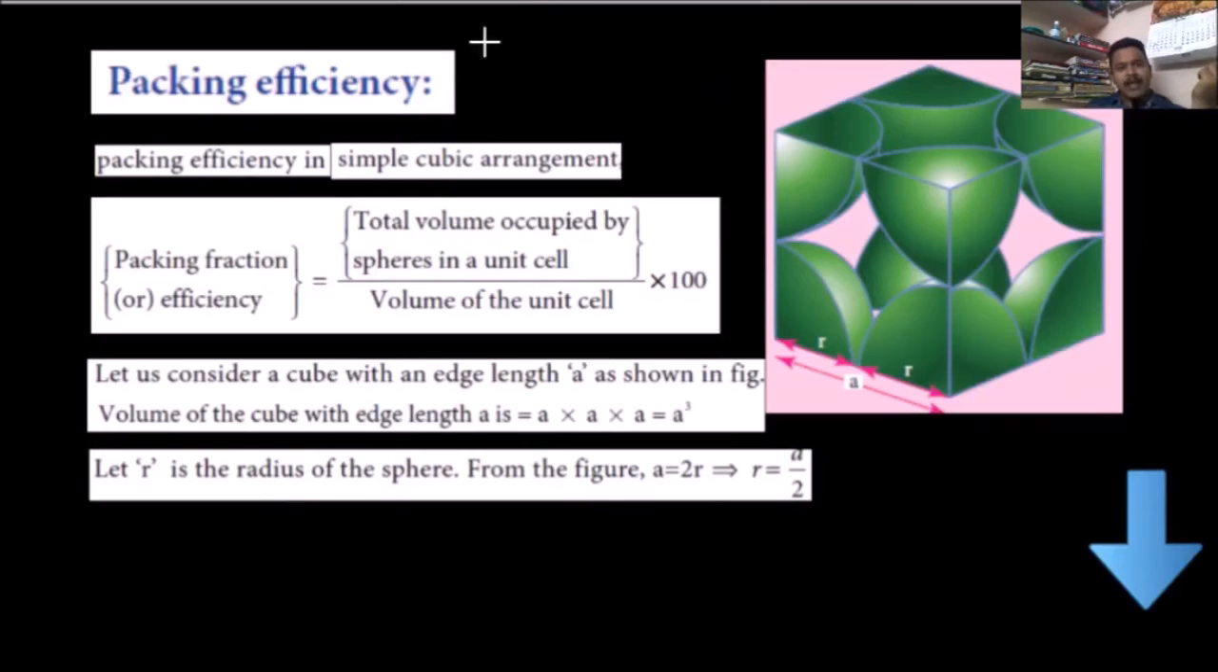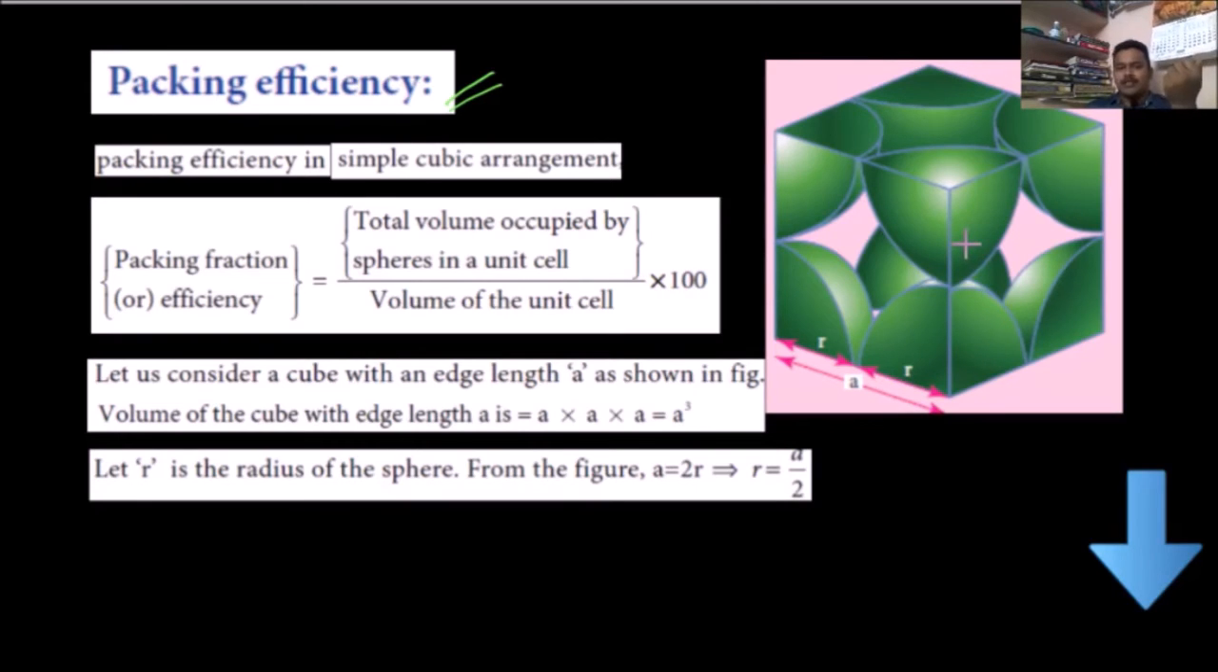Next, packing efficiency. This is also important. Packing efficiency means how tightly a particular volume is filled with atoms. For example, we are studying a cubic crystal system. Throughout this chapter, we are dealing with cubic crystal systems. Everybody knows the cube: it has edges, faces, and corners. In this chapter, we are going to deal with the cube only.